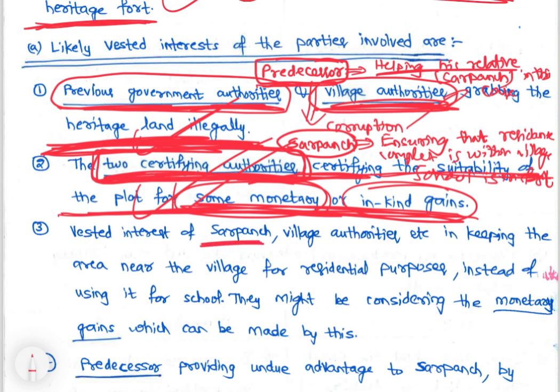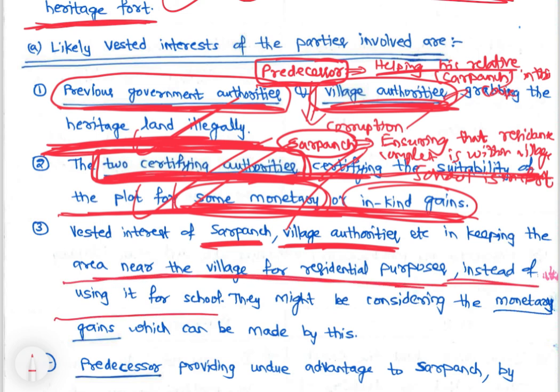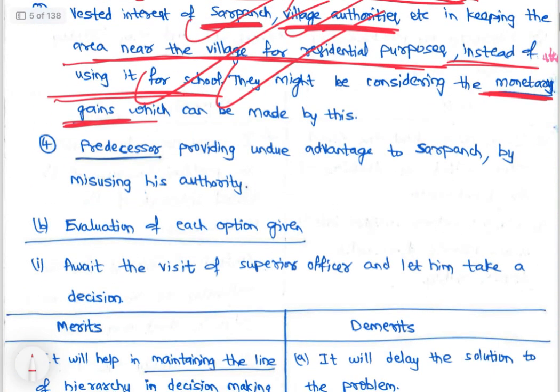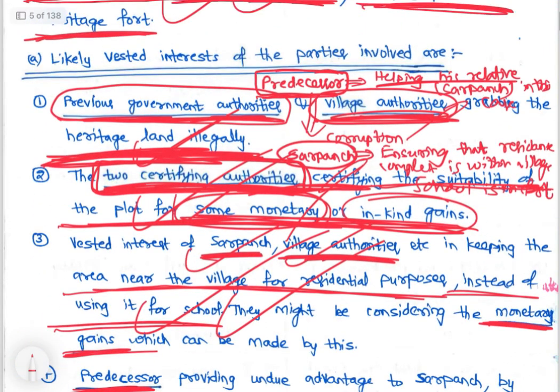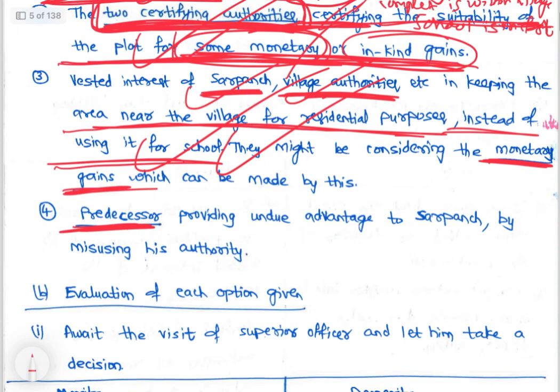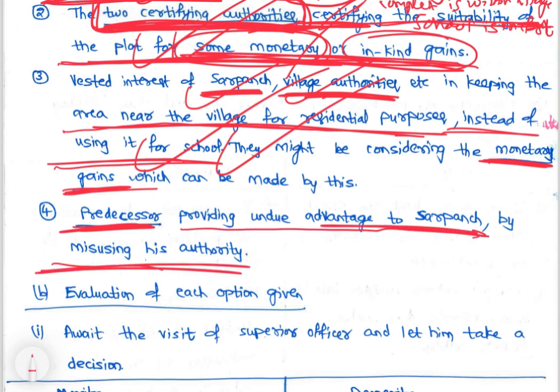Then the vested interest of the sarpanch and village authorities we already discussed. In keeping the area near the village for residential purposes instead of using it for a school, they might be considering the monetary gains which can be made by them, the sarpanch and village authorities, right? Then the predecessor we have already discussed, that is the predecessor providing undue advantage to the sarpanch by misusing his authority, right? That is the thing.